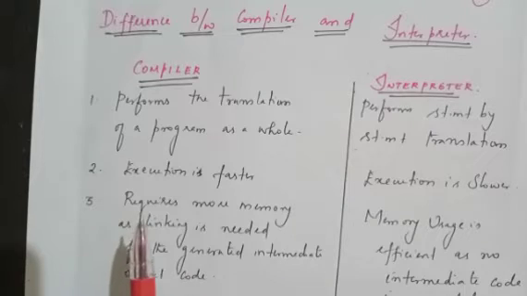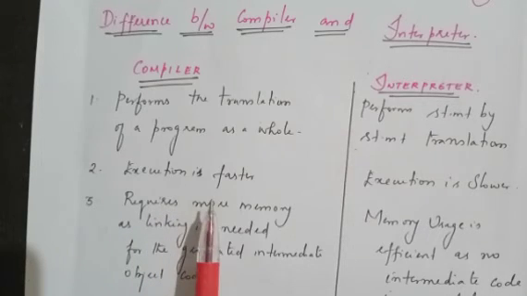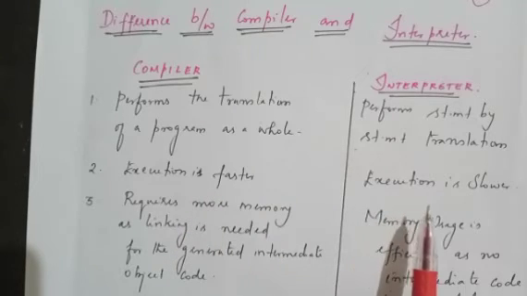In the case of a compiler, the execution is faster as the whole program is converted into object code before execution. In the case of an interpreter, the execution is slower as it converts line by line. A compiler requires more memory to store the intermediate object code that was generated. An interpreter requires less memory as it directly generates the output.